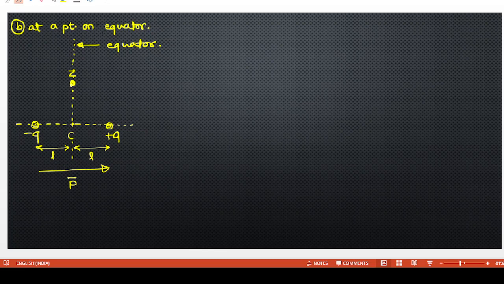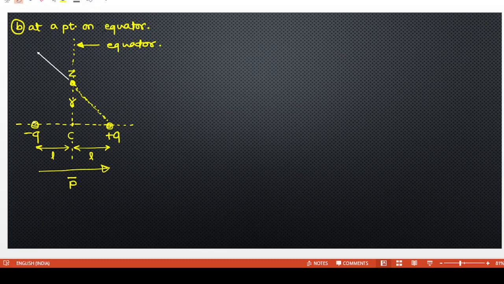We know all the distances are measured from the center of the dipole. So let us take the distance of point Z from the center of the dipole as small r. Now this positive charge will produce its electric field at point Z. In which direction? Away or towards? The positive charge will produce its electric field away, like this.